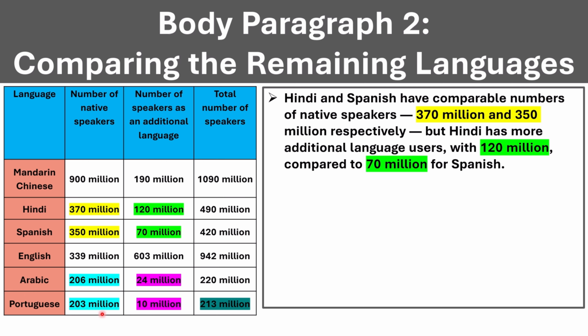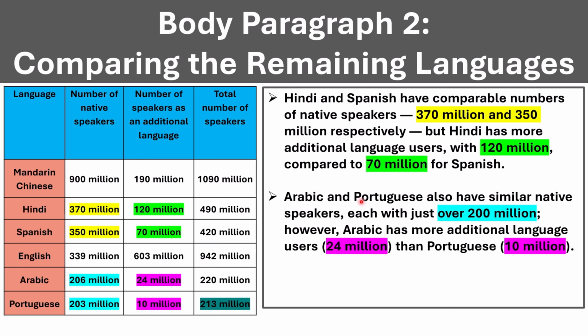Both languages have a little over 200 million native speakers, but Arabic has more non-native users, 24 million compared to only 10 million for Portuguese. We can write it as: Arabic and Portuguese also have similar native speakers, each with just over 200 million. However, Arabic has more additional language users than Portuguese.